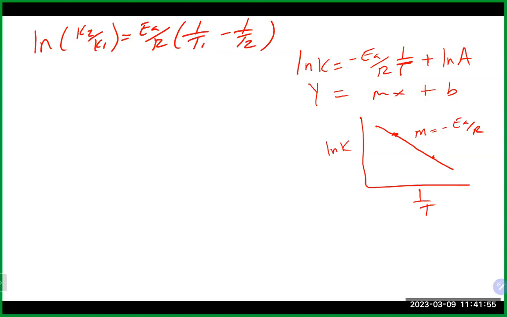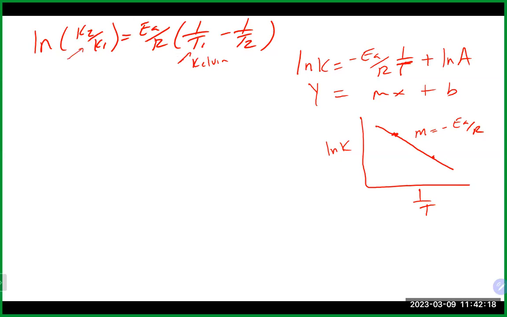A couple important things that we talked about: it really doesn't matter when you're doing a problem which one you label as K1 or K2, as long as the appropriate temperature that goes with those values stays together. The temperature does need to be in Kelvin. And again, you do want to divide here first and then take the natural log of it.